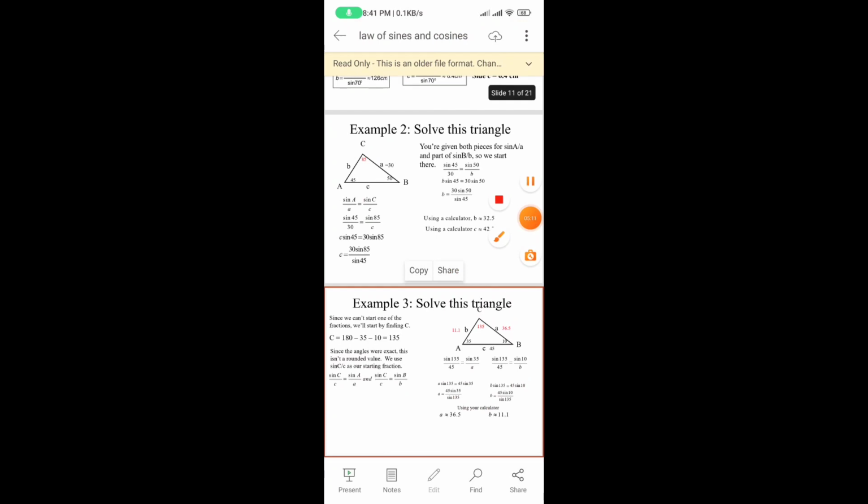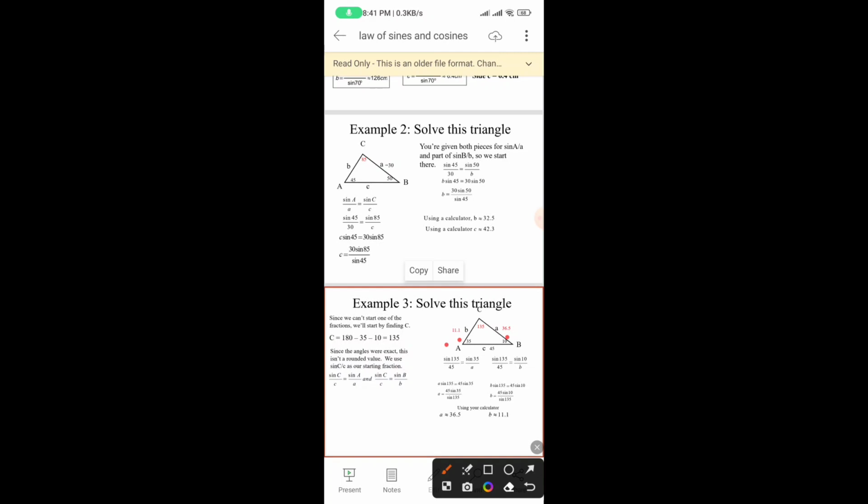So example 3, solve this triangle. Since we can't start with one of the fractions yet, we'll start by finding C. So C is equal to 180 minus 35 minus 10, as you can see here, we have 35 here and 10 here. So C is equal to 135. Since the angles were exact, this isn't a rounded value.